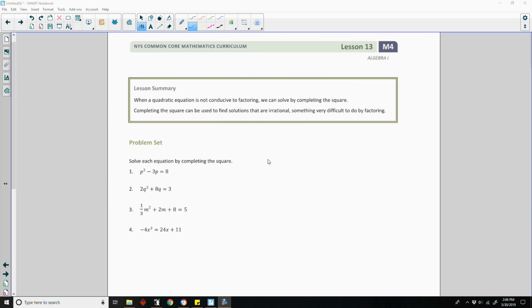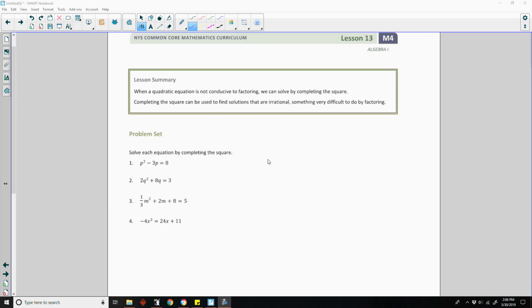Okay, that brings us to the last page and our end of our lesson. So review this lesson summary and go do your problem set.